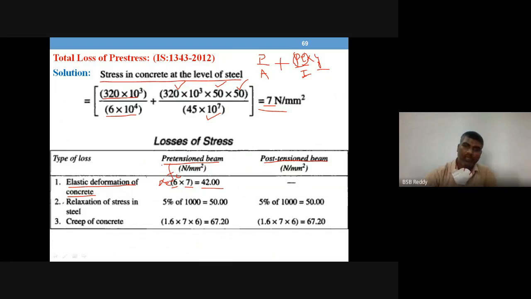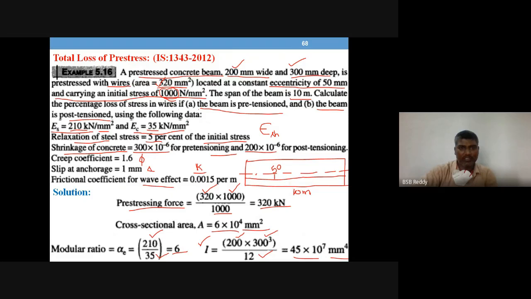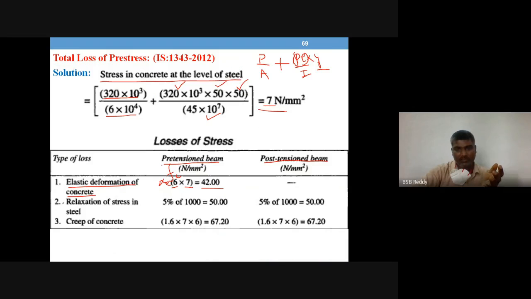And there won't be any loss if you treat it as a post-tension beam when all the tendons are stressed at a time. There is no information in the question that there are so many cables and that the cables are tensioned one after the other successively, not simultaneously. There is no such information. So what we are doing is assuming that all the wires are tensioned at a time simultaneously.